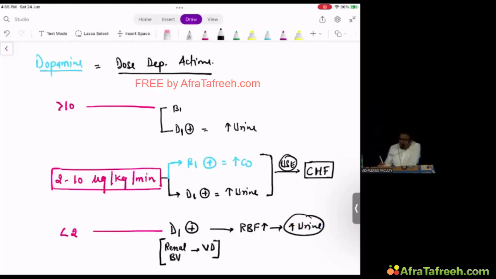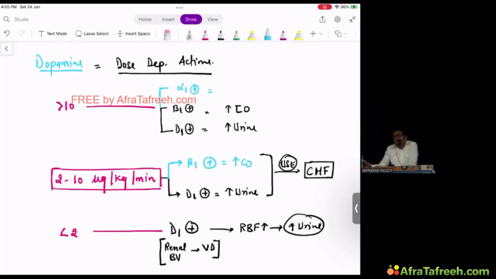Beta 1 action will continue. That is going to increase cardiac output. At this dose, one more action will be added, and that is alpha 1 stimulation. Now alpha 1, you all know what it causes. What is the main role of alpha 1 in our body? What was the mnemonic of alpha 1? Probe. The main role I told you is vasoconstriction. And when vessels constrict, BP, so alpha 1 increases BP.